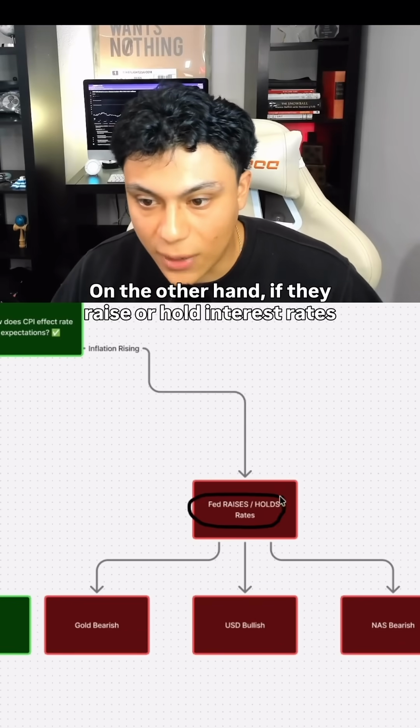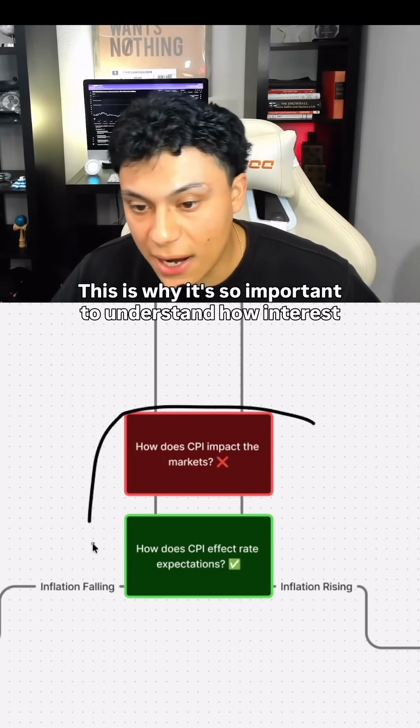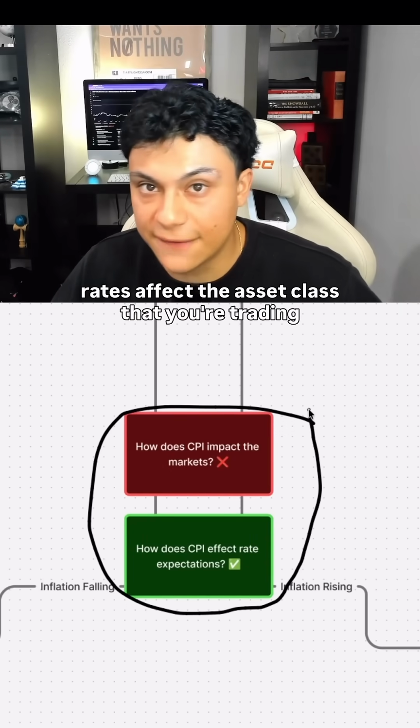On the other hand, if they raise or hold interest rates steady, it's usually bad for gold and stocks and good for the dollar. This is why it's so important to understand how interest rates affect the asset class that you're trading.